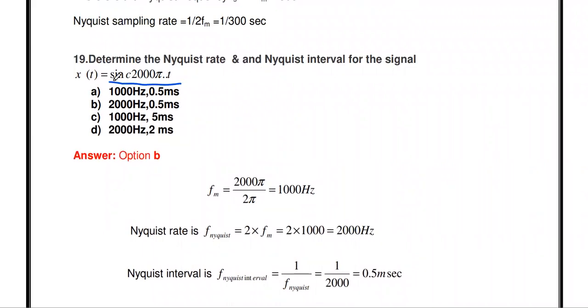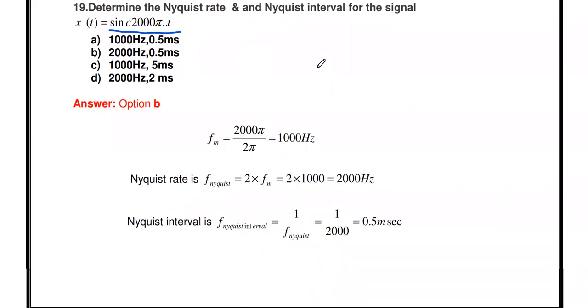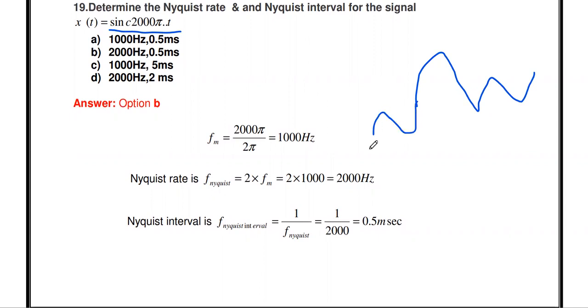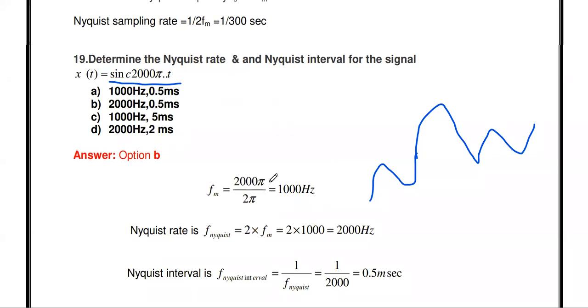So what is a sinc signal? Sinc, as we already discussed in the first unit, has a shape like a sine waveform, but in the middle the signal has maximum amplitude. When the time increases, the amplitude decreases. This is the sinc signal. Anyway, we have to find the frequency.